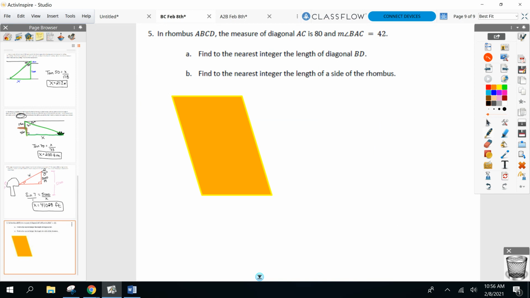Let's go back to our rhombus here. A, B, C, D, clockwise or counterclockwise, label it. Don't jump diagonally on me. All right, let's go diagonal AC. Let's draw in diagonal AC. That's going to be 80. You can put 80 on there. And angle BAC, 42 degrees, kids, 42 degrees.